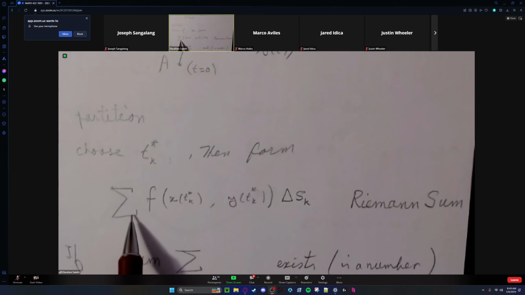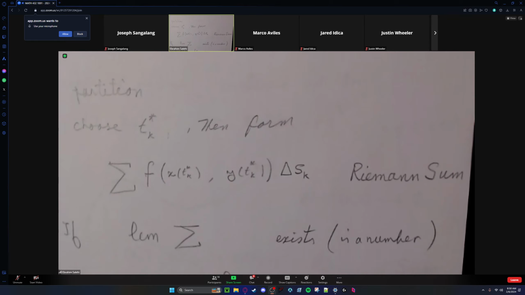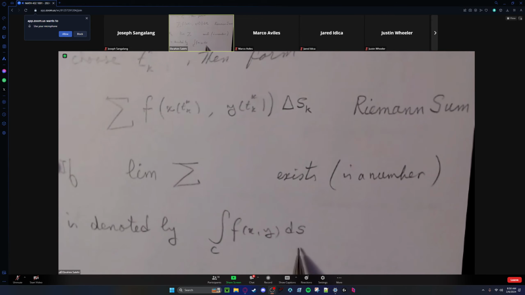And you then take the limit as the number of partitions approaches uniformly to infinity. And you get a number, if you are lucky, if the integral exists, you get a number. Sometimes the limit does not exist, okay? So that number is denoted by this. Okay, that number is denoted by this.